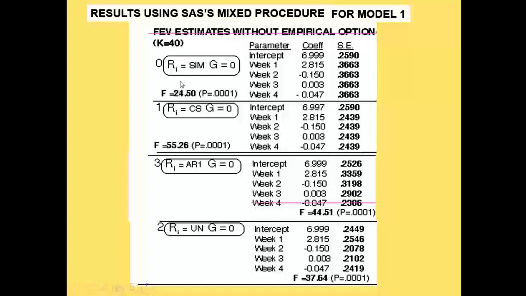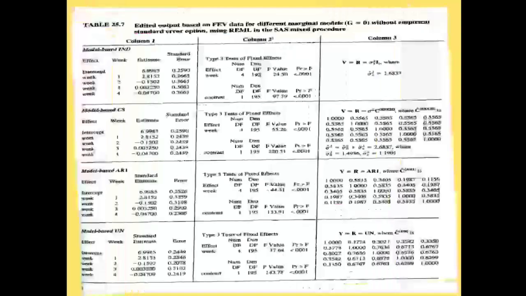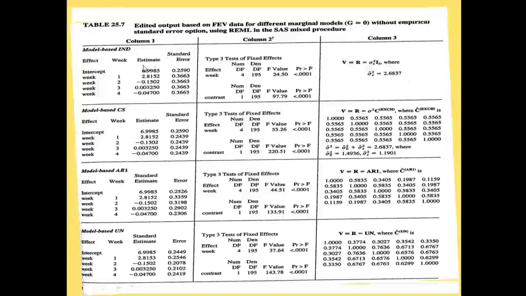What was that testing? You remember what it was testing? It was testing whether all five averages were equal to each other over the 5 weeks. I mean, the average of the 40 subjects over the 5 weeks were equal. That was what was being tested. When you assume independence, everything's independent, you get an F of 24.50. When you assume it's compound symmetric, you get a 55.26. You get slightly different answers, but they're all highly significant.